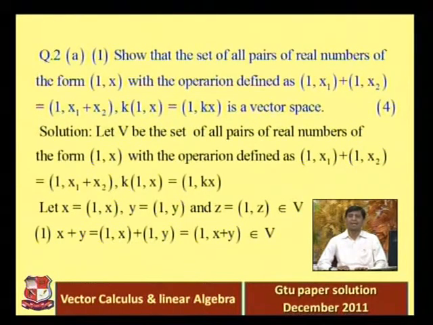Let x equal to (1, x), y equal to (1, y), and z equal to (1, z) belong to V. So x plus y is equal to (1, x) plus (1, y), which is equal to (1, x plus y), because addition is already defined in the question: (1, x1) plus (1, x2) is equal to (1, x1 plus x2). So x plus y is equal to (1, x plus y). That also belongs to V, because the first coordinate is 1 and the second coordinate is any real number. x plus y is already a real number because x and y are real numbers. So the first condition is satisfied.